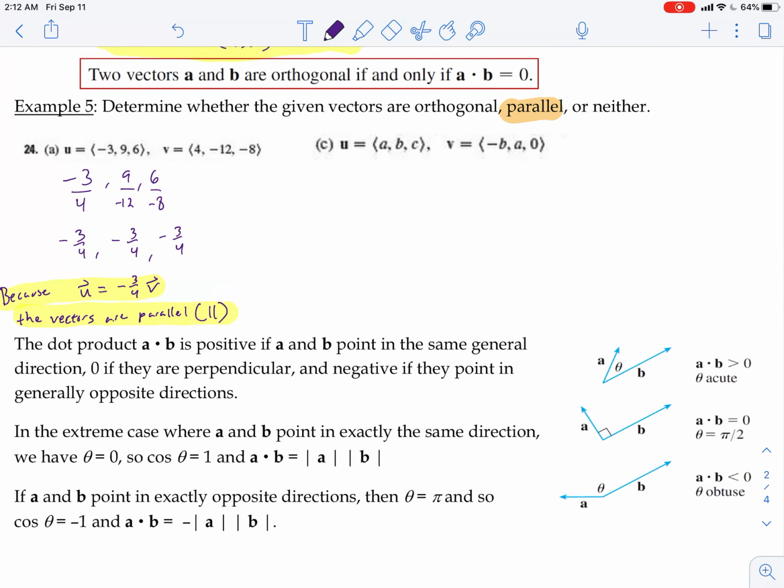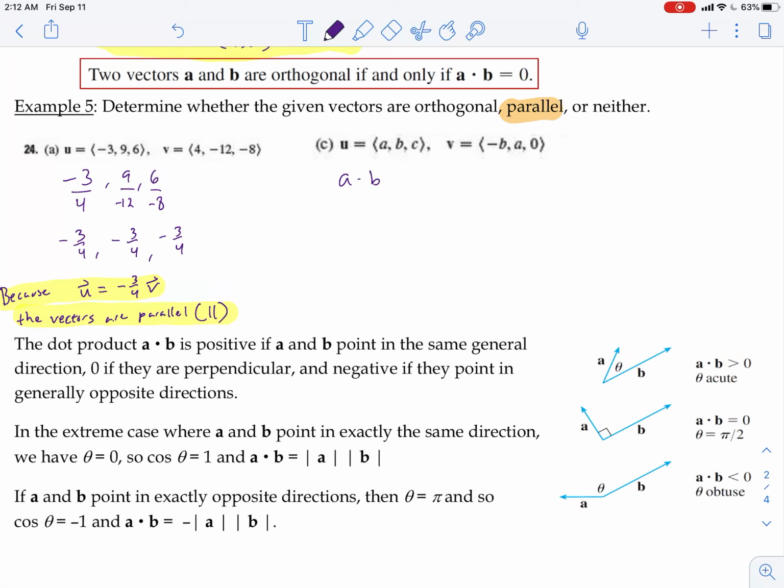All right, so for C, we have vector u and vector v, and we want to see if these two vectors are parallel, orthogonal, or neither. Well, they're not going to be parallel because they do not appear to be scalar multiples. Again, you could take the components of u and divide them by v and see if you get the same. You're not going to in this case. And so now, okay, let's see if they're orthogonal. So I'm just going to take the dot product of these.